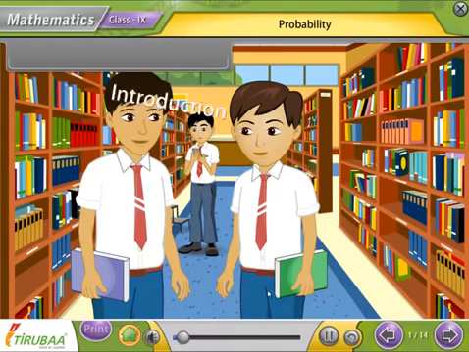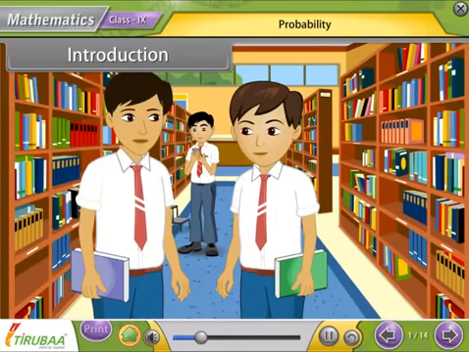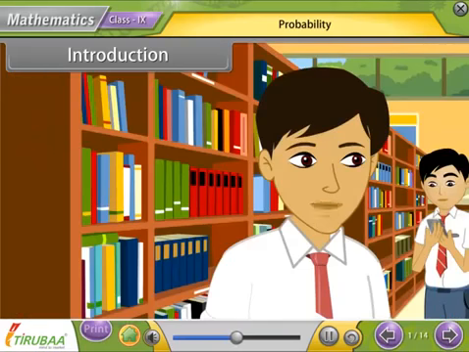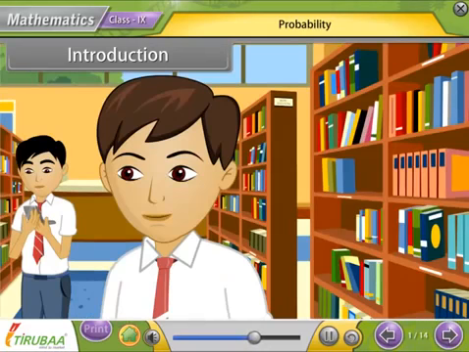Introduction. Ajay, look at Ashish. Yeah, but what is he doing? He does not study at all. I doubt that he will pass this year. Yes, the probability of his getting passing marks is low. What probability? What is that?